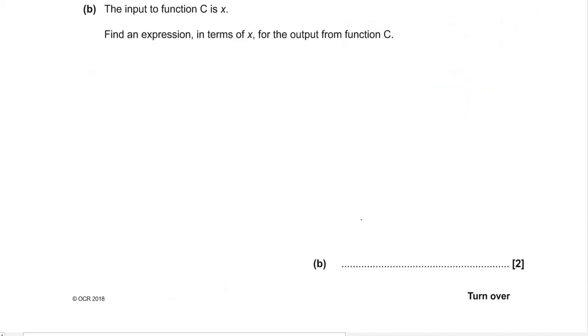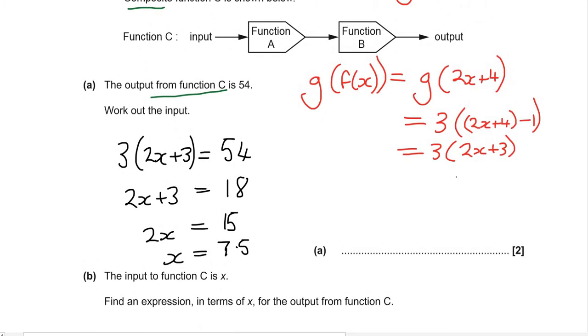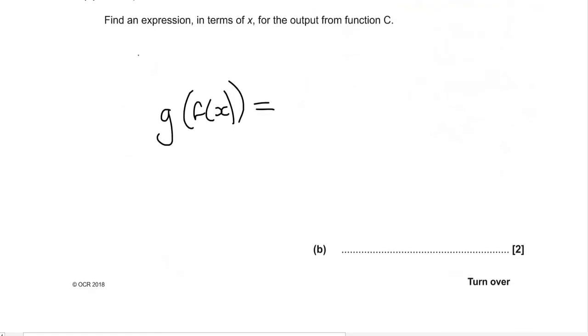Right, the input to function C is x. Find an expression in terms of x for the output. Well, we've actually just done this. It was g of f of x. And this came out to be this bit here. Three lots of 2x plus 3.